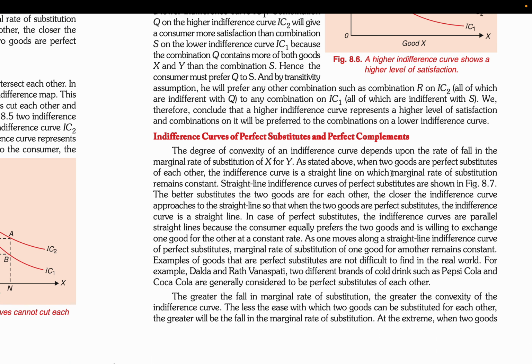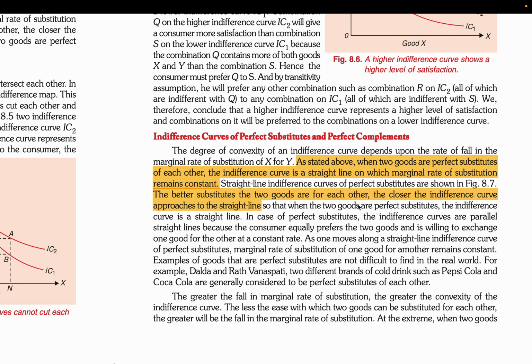Indifference curves of perfect substitutes and perfect complements. The degree of convexity of the ICs depends on the rate of fall in marginal utility of X and Y as stated above. When two goods are perfect substitutes of each other, the IC is a straight line on which the marginal rate of substitution remains constant because they are perfect substitutes. Straight line indifference curves of perfect substitutes are shown in 8.7. The better substitutes two goods are, the closer the ICs approach to the straight line, so that when two goods are perfect substitutes, the IC is a straight line.